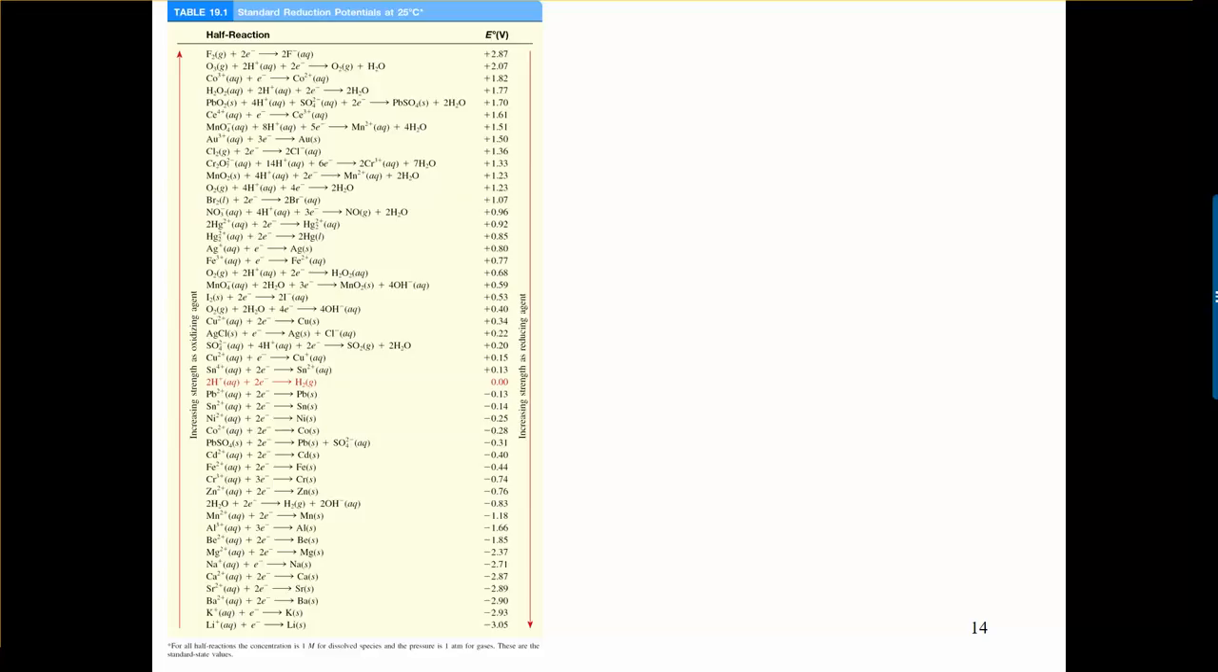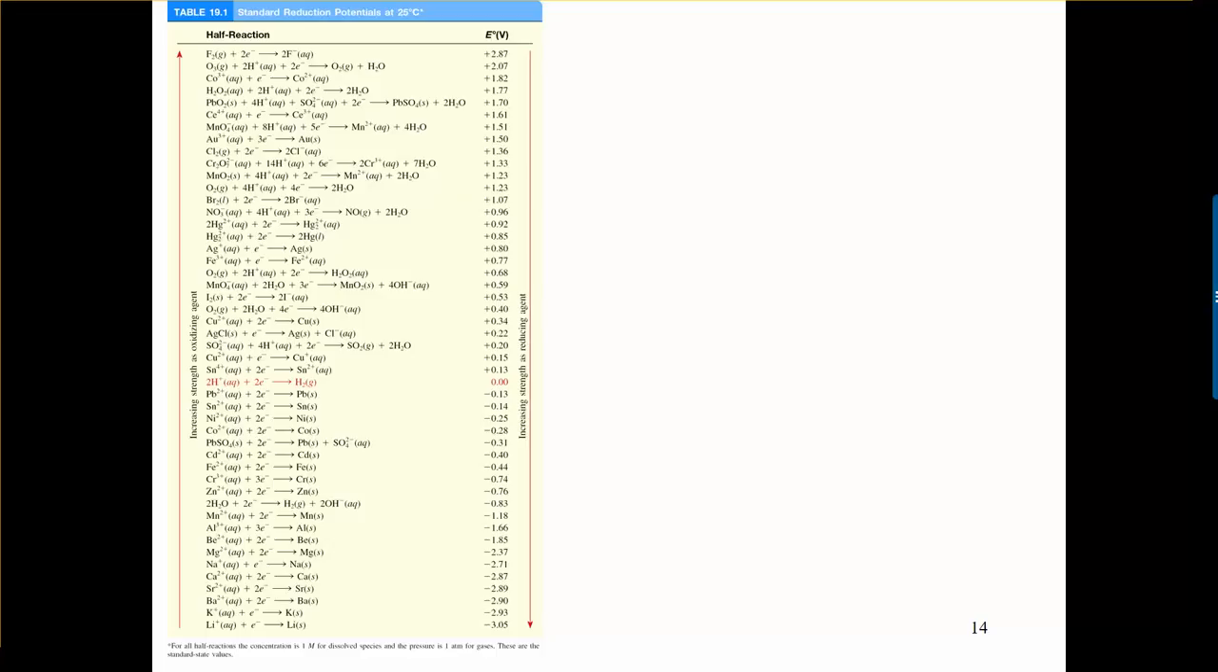As I move above that, I get these positive numbers, which are increases in the oxidizing agents. When I say oxidizing agent, I mean something that causes the loss of electrons of something else. So if I am a strong oxidizing agent, that means I am a weak reducing agent. As far as the reducing agent goes, it would be exactly the opposite. A reducing agent is something that causes the reduction of something else.